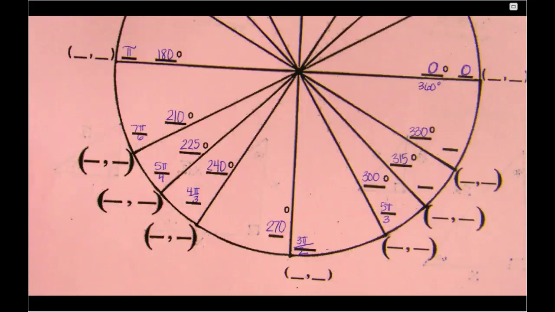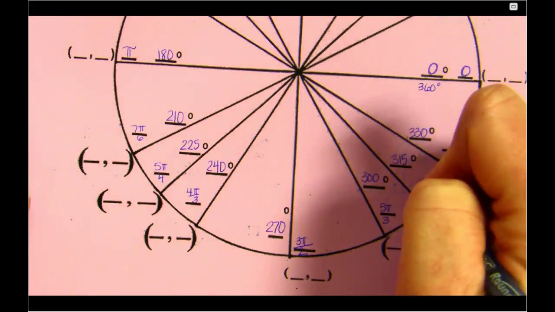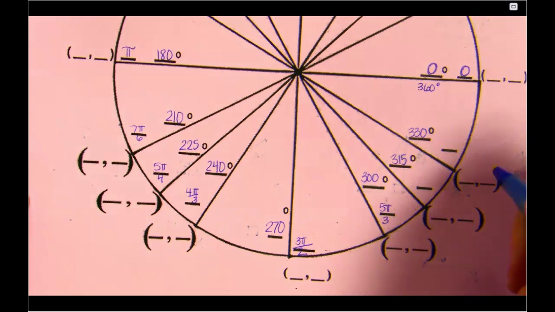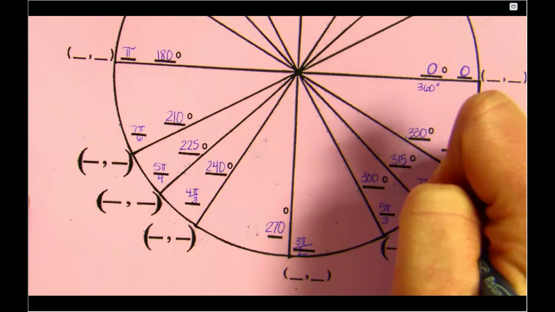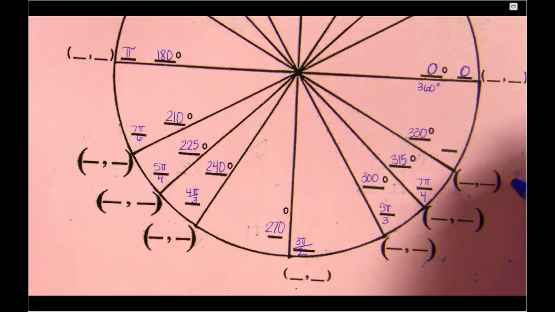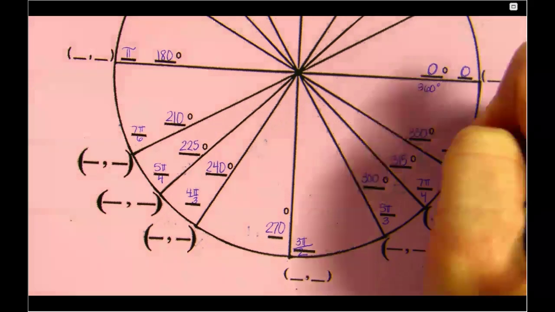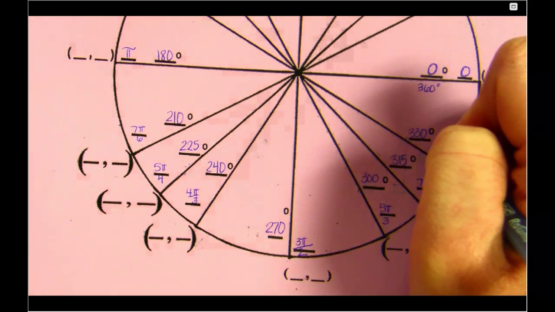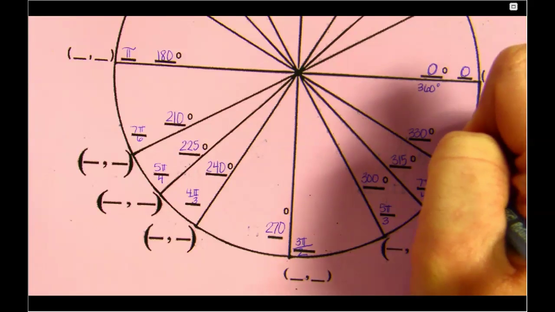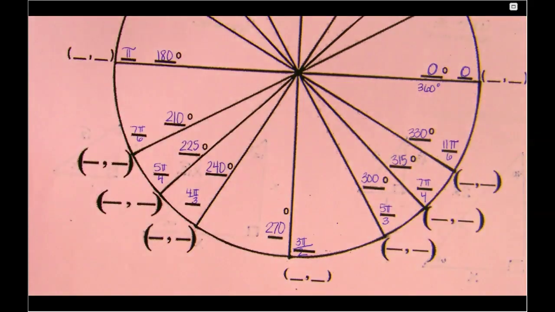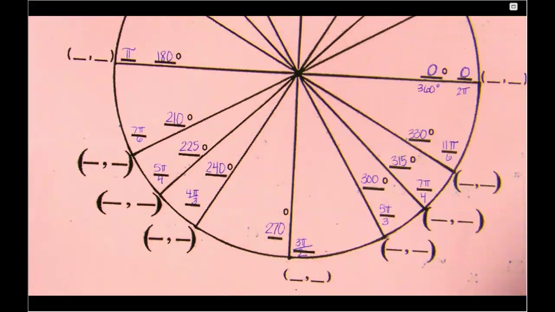Larkin, what'd you get for 315? 7 pi over 4. Yep, 7 pi over 4. Kira, what'd you get for 330? 11 pi over 6. Yep, that's right. 11 pi over 6. Okay. Levi, did you get 360? It is 2 pi. There you go.